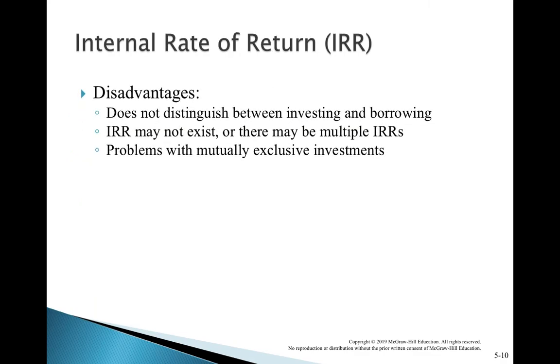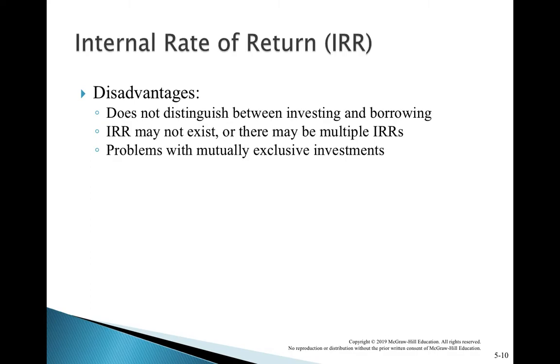Disadvantage: it does not distinguish between investing and borrowing. Borrowing rates and investment rates are not distinguished. If you distinguish, you will have MIRR, modified internal rate of return. I will explain that once we finish the disadvantages and advantages. IRR may not exist, or there may be multiple IRRs. Sometimes there may not be any IRR, sometimes there may be multiple IRRs. Both situations I'll explain.